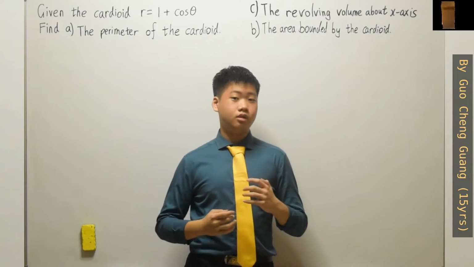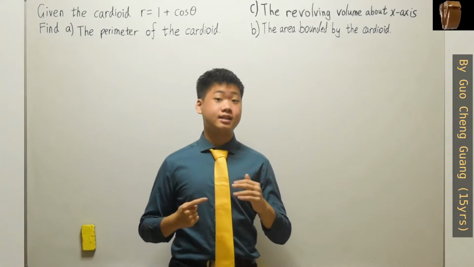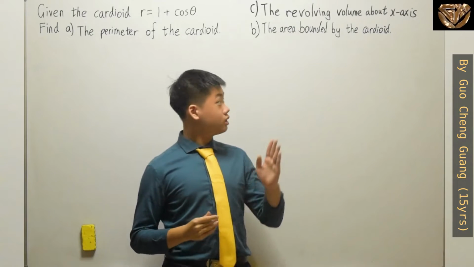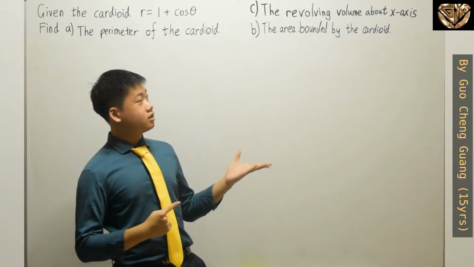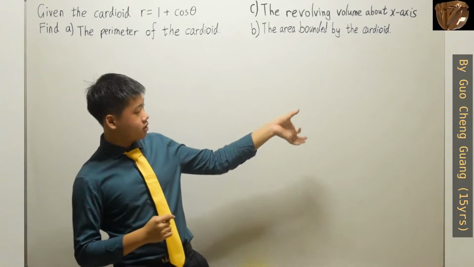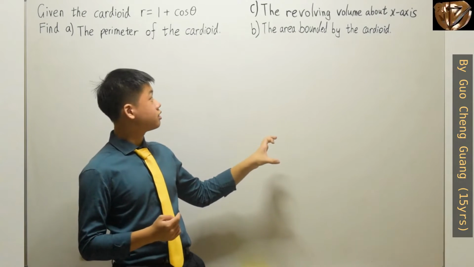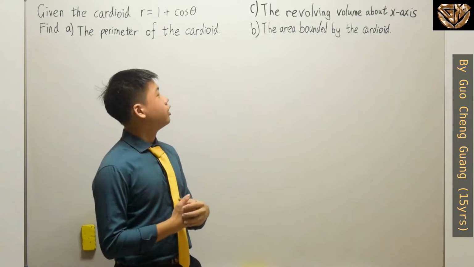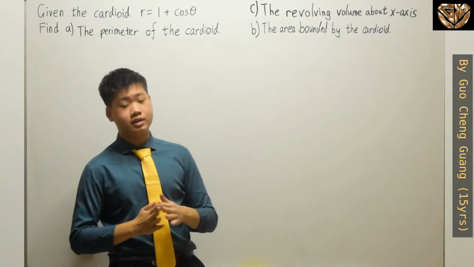In this lesson, we would be trying to find the revolving volume about the x-axis. For this revolving volume about the x-axis, that means you have your heart shape and it's going to spin to make a volume. So now let's think about how we can find its revolving volume about the x-axis.